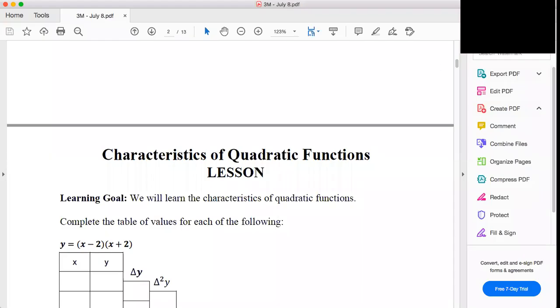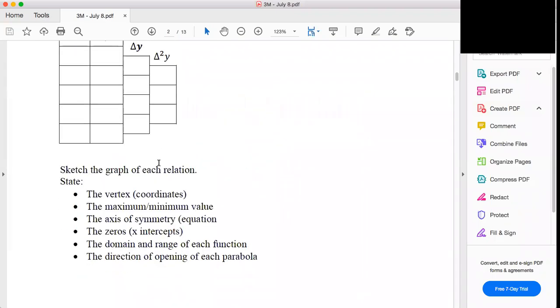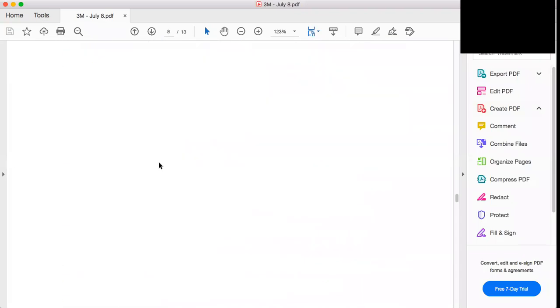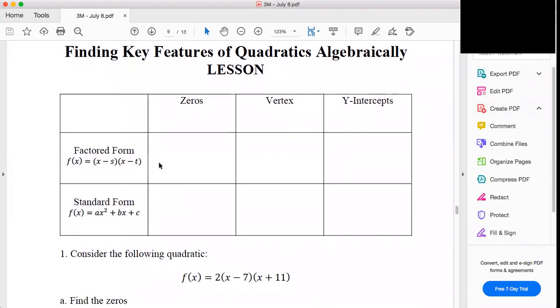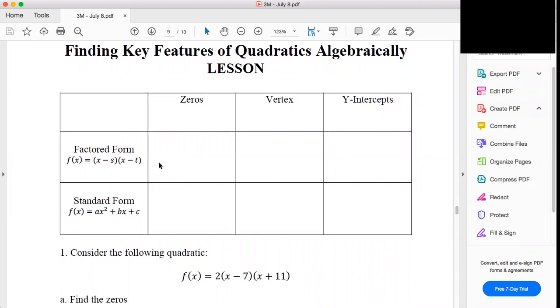All right. Good morning. This is our third lesson for today, our third and our last. I'm just going to scroll through here real quick. We're looking at key features of quadratics algebraically.